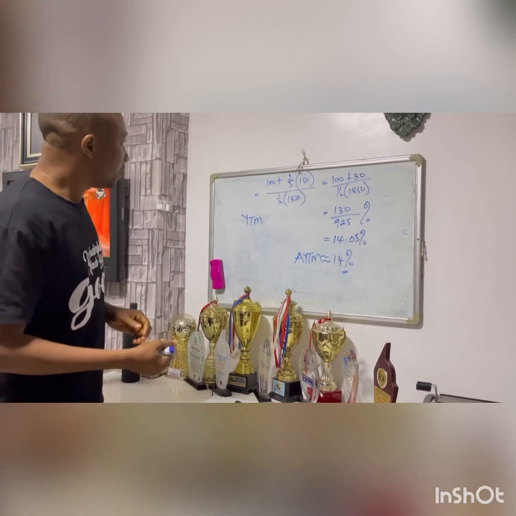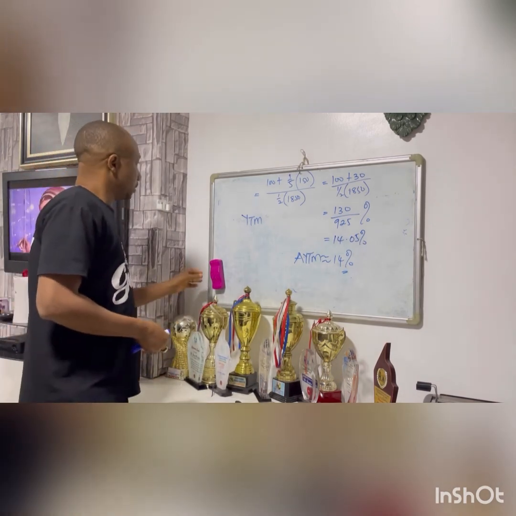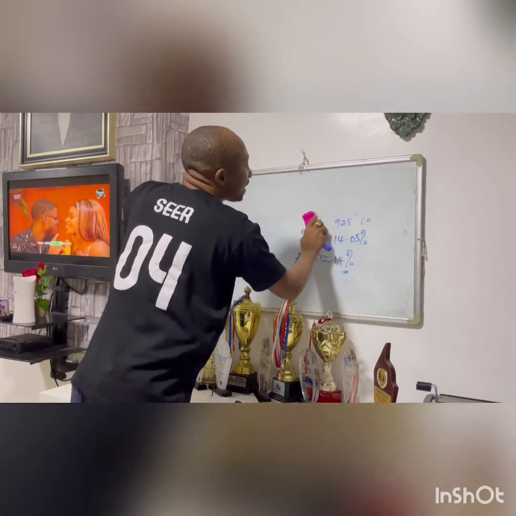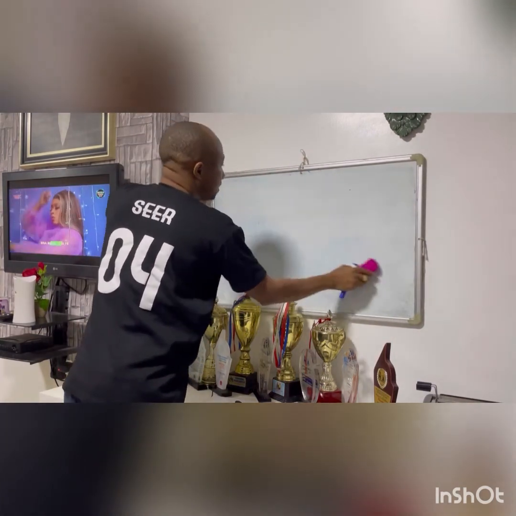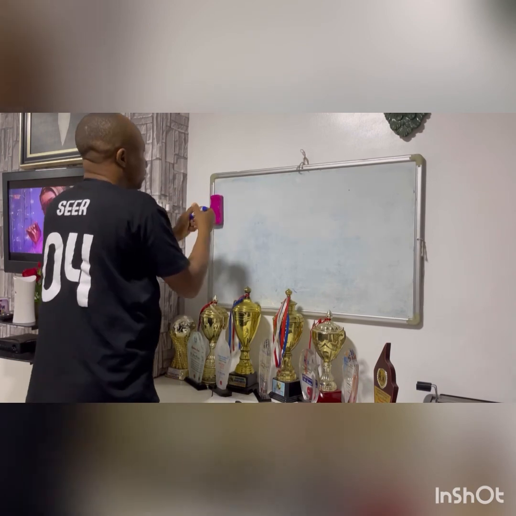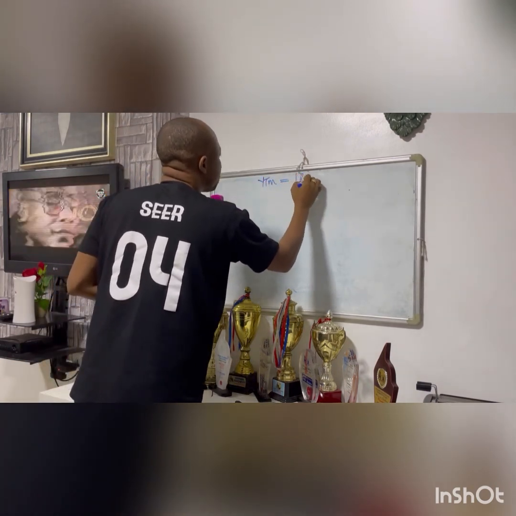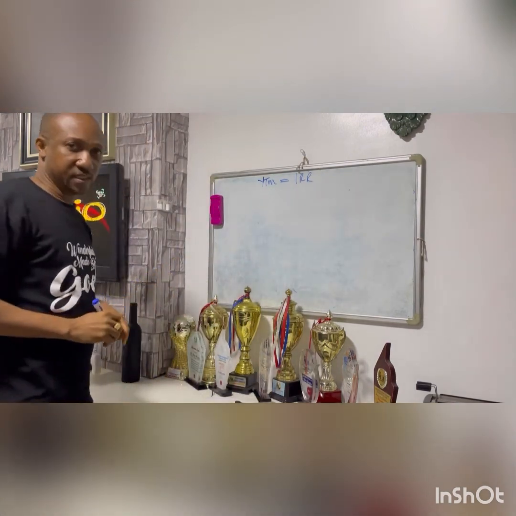And now we can determine the exact yield to maturity, which is the same thing as the internal rate of returns. The exact yield to maturity, the yield to maturity is the same thing as the internal rate of returns in capital budgeting.